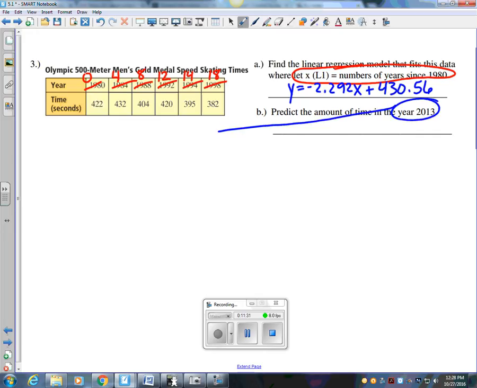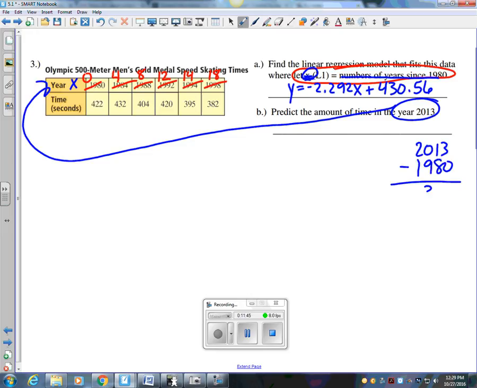Well, years is the top column, so that makes it your x value. But just remember on this problem, they want x to be the number of years since 1980. So I need to do 2013 minus 1980, which is 33, and that's what I'm plugging in for x. So negative 2.292 times 33 plus 430.56.